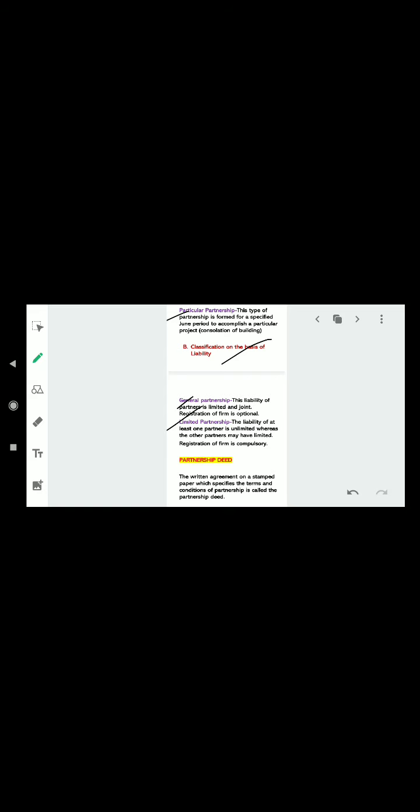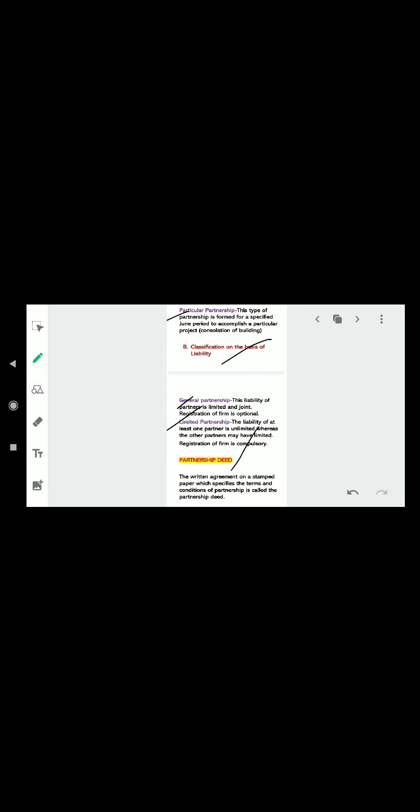Those who have limited liability are called special partners, while those with unlimited liability are called general or active partners. So the liability of a special partner is limited only to their capital in the business, whereas the liability of a general or active partner can go beyond their capital. And the registration of these firms is very important, very compulsory.